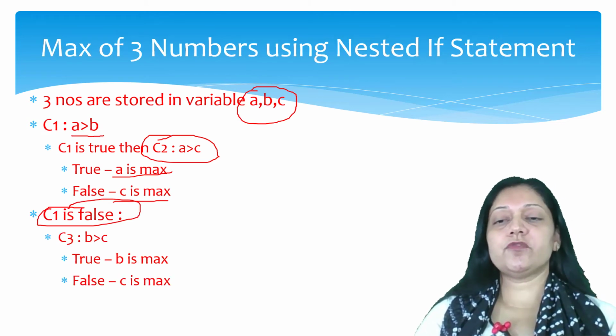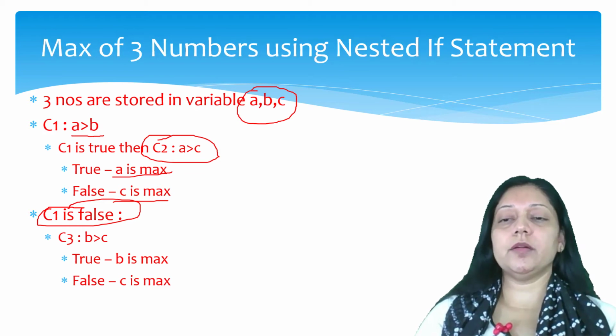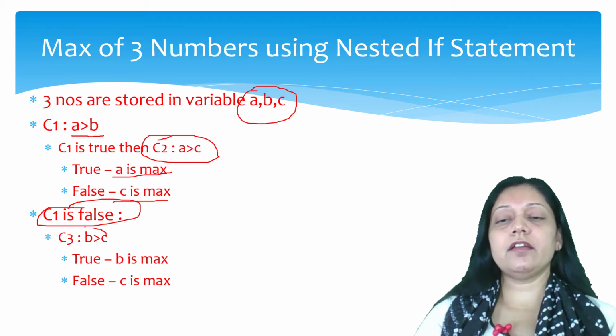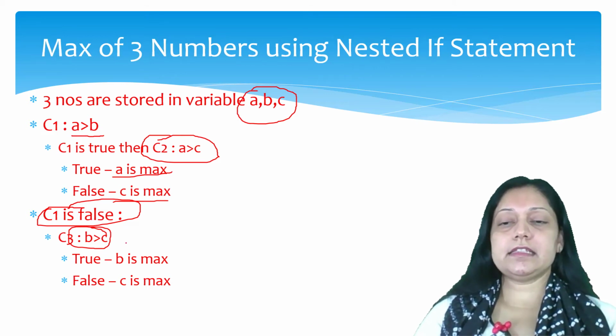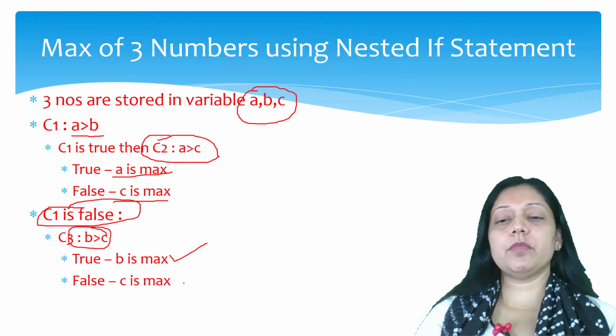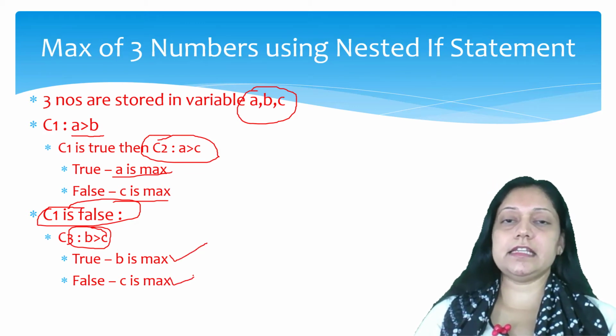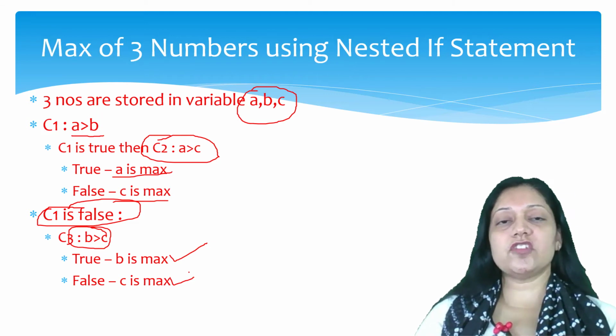But if condition 1 is false, it means that b is a bigger number than a. So now I'll compare b with c. So my next condition, that is condition 3, would be b greater than c. If b greater than c is true, then b is the maximum number. If it is false, then c is the maximum number. So this logic I am going to use for writing my program of maximum of 3 numbers.